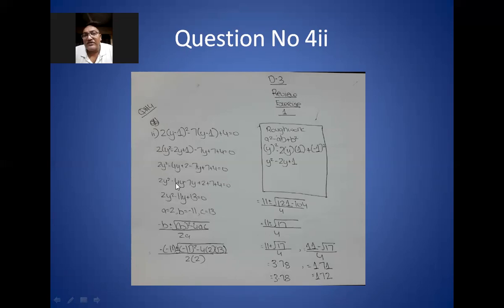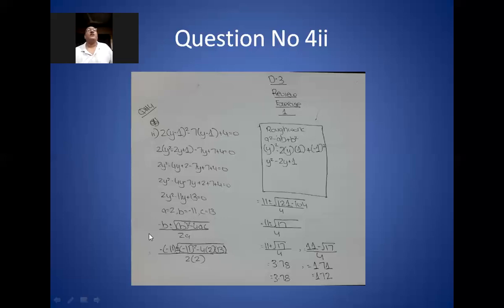So you will have 2y square minus 4y minus 7y plus 2 plus 7 plus 4 equals to 0. So you will have 2y square, and that will make minus 11y, and this will make plus 13 equals to 0. So now this is a standard quadratic equation. The coefficient of the y square is 2. The coefficient of the y is minus 11 and the constant term here is 13. So A is 2, B is minus 11, C is 13.